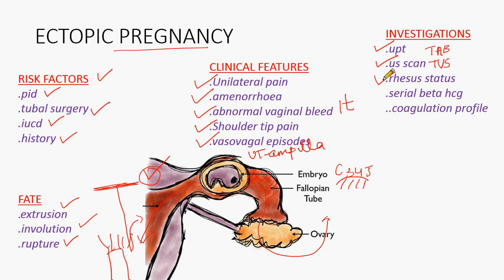Then we check the rhesus status of the patient, and if the female is Rh negative, then we arrange for anti-D immunoglobulin. We do a serial beta HCG because beta HCG levels in normal pregnancies double every 48 hours in the first 48 hours. This does not happen in ectopic pregnancies. And finally, we do a coagulation profile because ectopic patients are at high risk for developing disseminated intravascular coagulation.